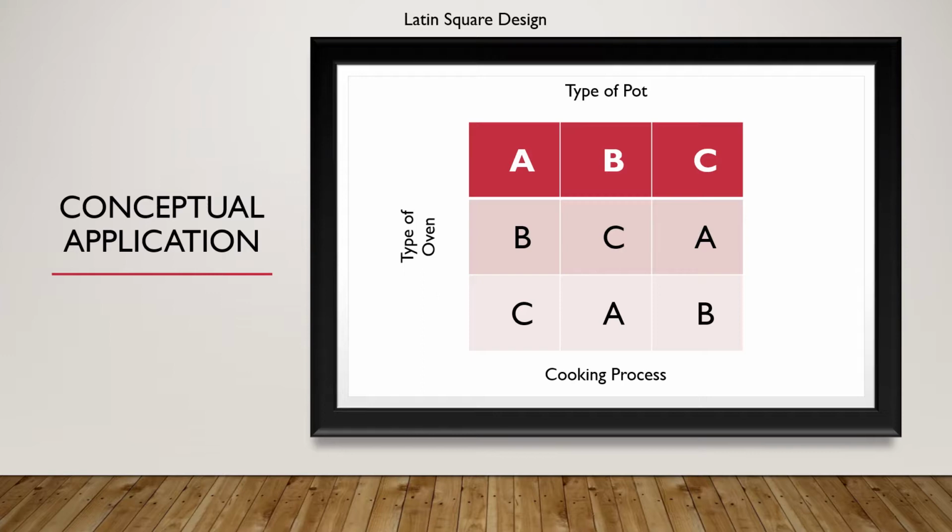So take an example of, say, cooking pasta. A reasonable person can agree that pasta will come out differently, whether that be flavor, tenderness, or shape, depending on the pot that was used, the type of oven it was cooked in, and the process used to actually cook the pasta. Therefore, in this experiment that you can see, our two blocking factors are the pot and the oven. So we want to analyze the cooking process as our treatment. Thus, the pots are in the columns, the ovens are our rows, and the processes are inside the table as our treatments.